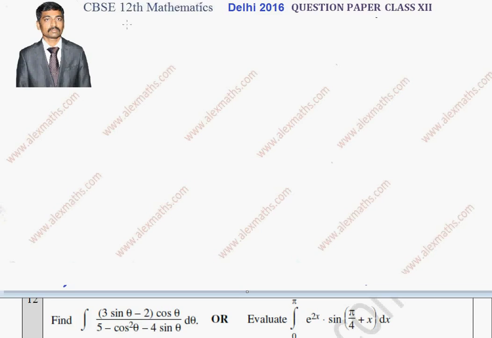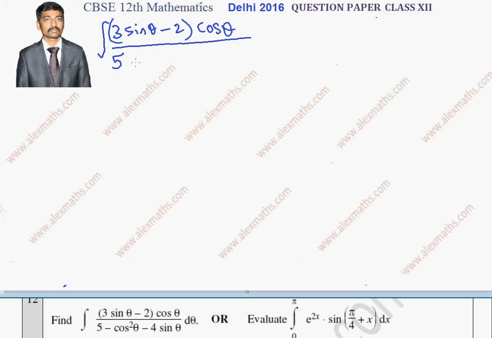Question number 12, integration of 3 sin theta minus 2 into cos theta whole divided by 5 minus cos square theta minus 4 sin theta into d theta. So in this denominator I want everything in terms of sin. So this cos square theta I will change into 1 minus sin square theta, but already minus cos square theta. So minus 1 plus sin square theta minus 4 sin theta into d theta.